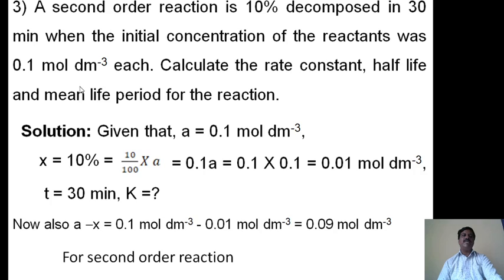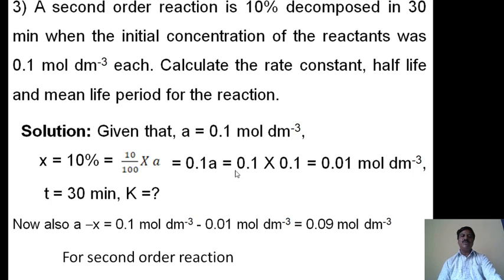Now for the solution to this question, given that A, the initial concentration, is equal to 0.1 mole per dm cube. Then X is 10% decomposition, that is the decomposed amount, which means a fraction of 10% of A. This means 10 divided by 100 into A. Therefore this can be written as 0.1 A.